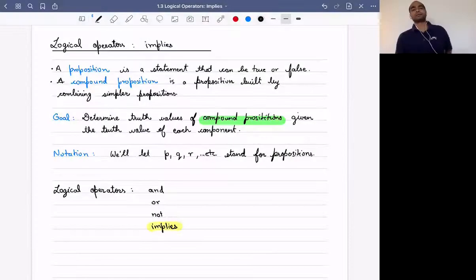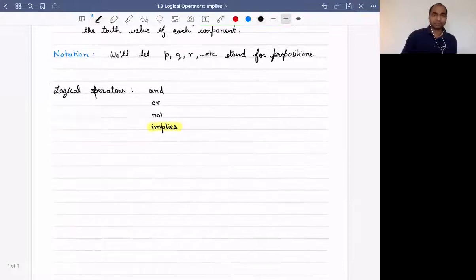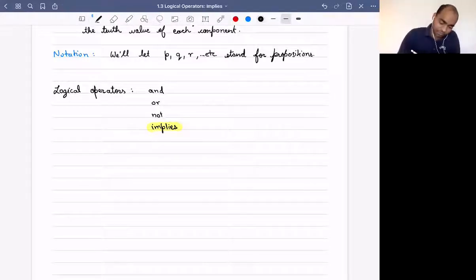All right. Continuing our study of compound propositions, we will now look at the last logical operator, which is implies. This is a very common operator in mathematics. We see it everywhere. It's very important that you understand it properly.